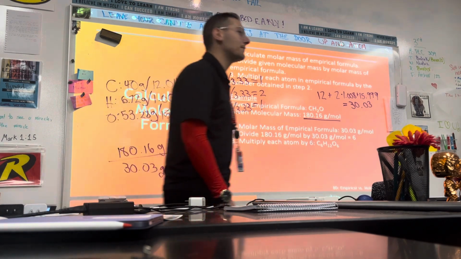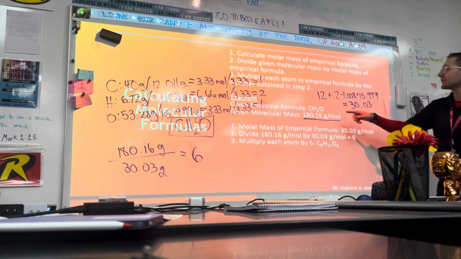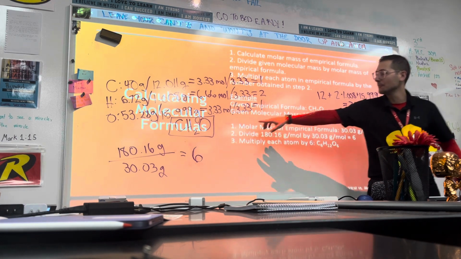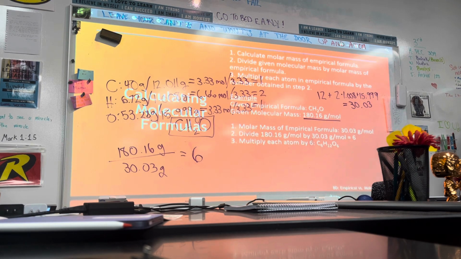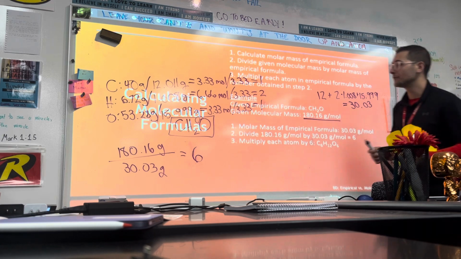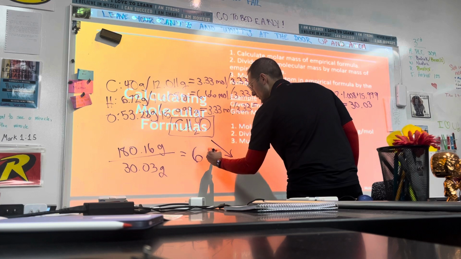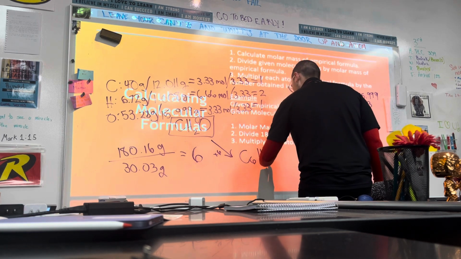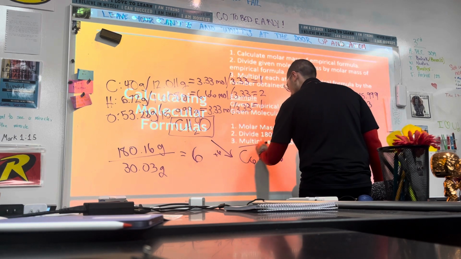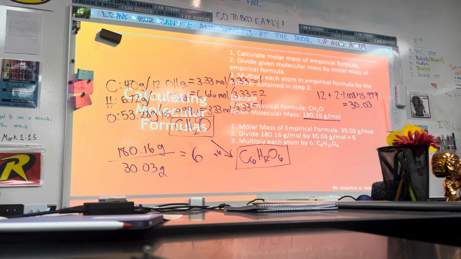And so I know my factor is 6 because I just did what's the given mass divided by my empirical mass. And so that's what I need to multiply by to get my final formula. So now my final formula is going to be CH2O times 6. So it's going to be C6H12O6. And now I have both the empirical and the molecular formulas. That's it.